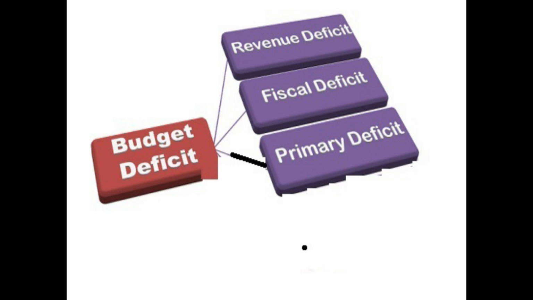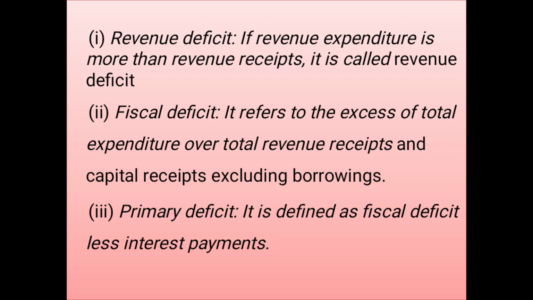So, revenue deficit. If revenue expenditure is more than revenue receipts, it is called the revenue deficit. This deficit occurs in the revenue budget of the government. Revenue deficit is concerned with the revenue expenditure and revenue receipts of the government. Government revenue is insufficient to meet the expenditure for the normal functioning of the government departments and provisions for various services.